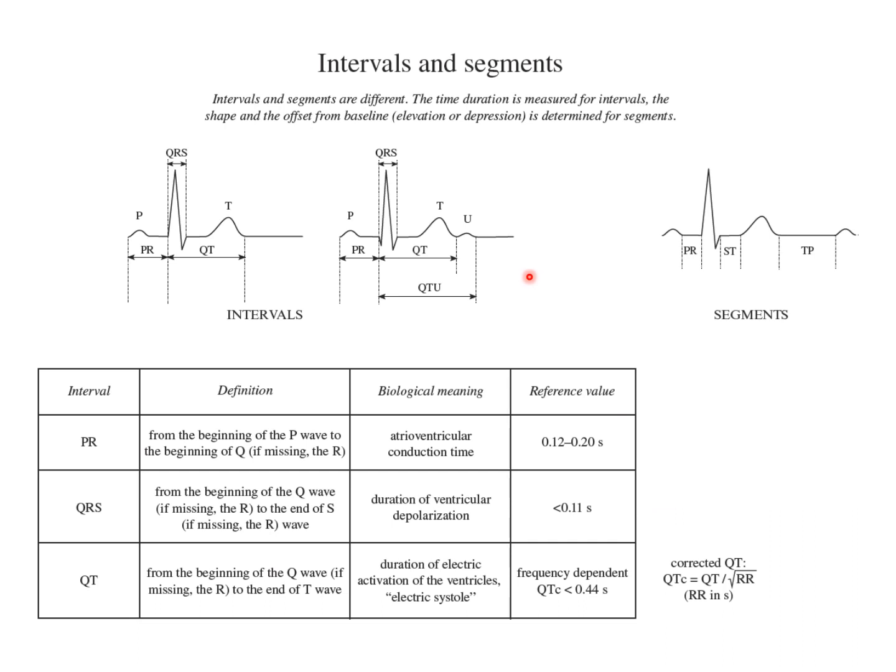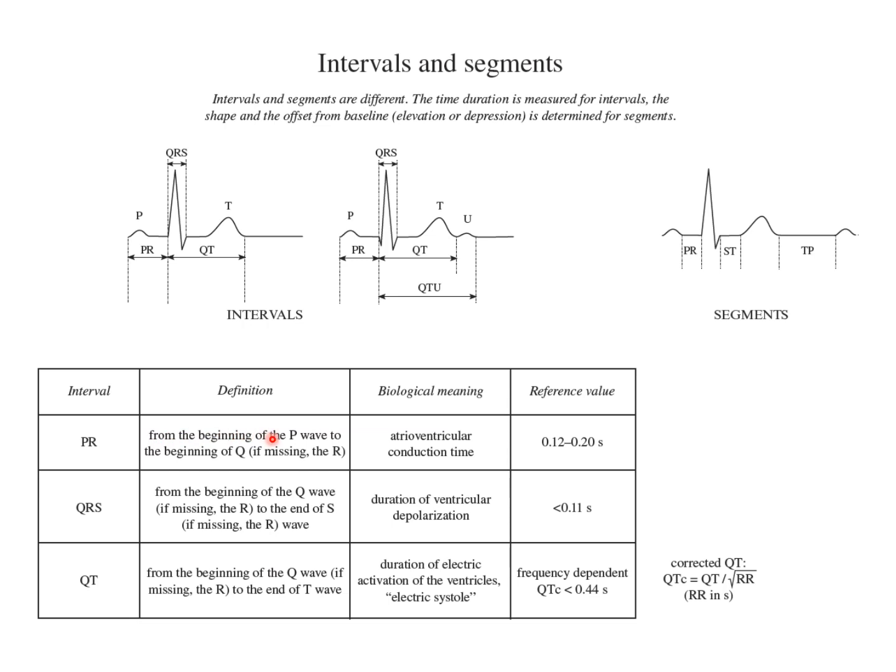In this slide, you can see some intervals and segments that should be known very well. The intervals and the segments are different. The time duration is measured for intervals. The shape and the offset from baseline, elevation and depression, is determined for segments. The interval that we call the PR. The PR represents the AV conduction.